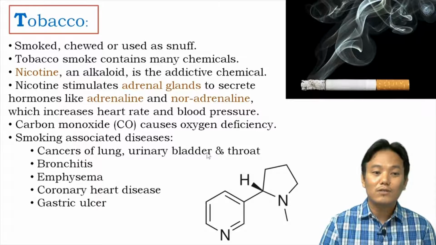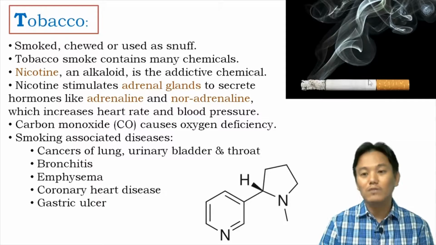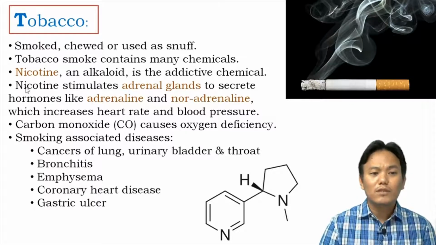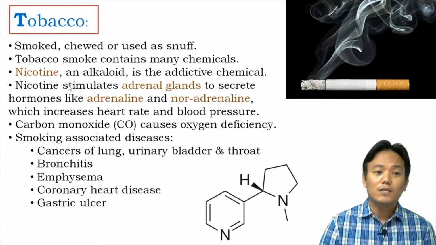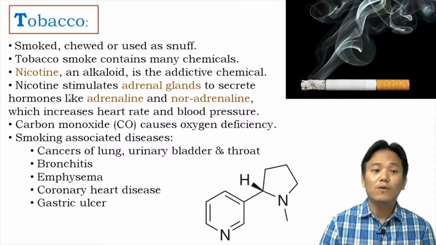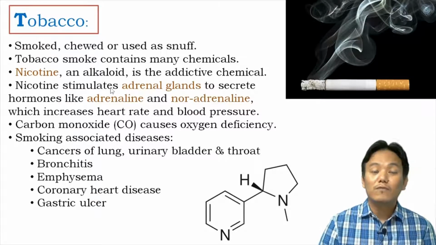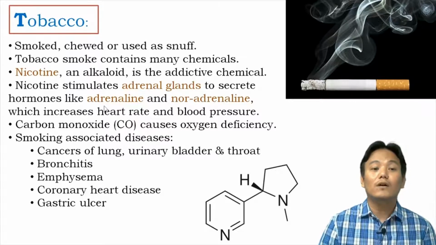So here is the chemical structure of nicotine. Nicotine is an alkaloid, and nicotine is the one which is responsible for making tobacco consumption addictive. Okay, so what nicotine does is it stimulates the adrenal glands, the glands which are present on top of your kidneys, to secrete hormones like adrenaline and noradrenaline. And these two hormones increase the heart rate and blood pressure of the person, right? So therefore nicotine is responsible for making consumption of tobacco quite addictive. Okay, it makes a person extra alert, so therefore he wants to consume tobacco.